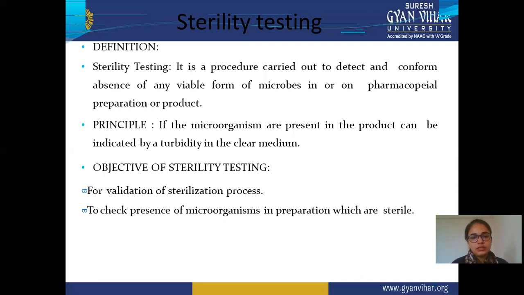The objective of sterility testing is the validation of a sterilization process: whichever process you use, whether it is of good quality or not, or suitable for your formulation or not. You should validate your sterilization process with the help of this sterility testing, and check the presence of microorganisms in preparations which are sterile. That means checking whether any microorganism or bacteria is present in your formulation during or after sterilization. So this test mainly confirms whether any microbes or any material is present in your formulation.